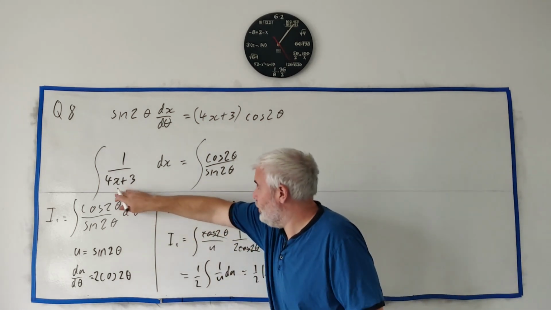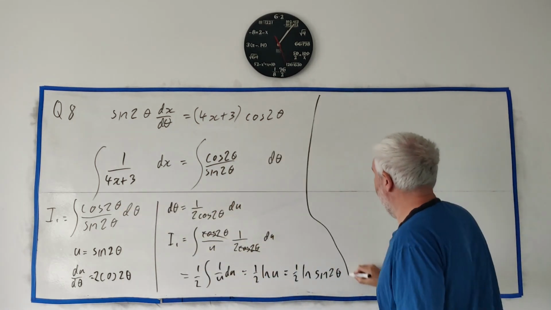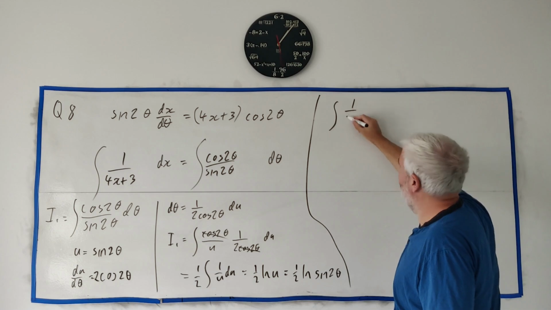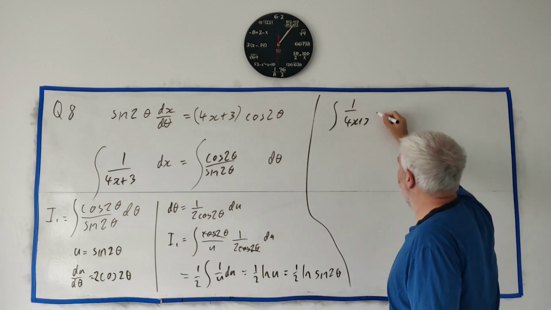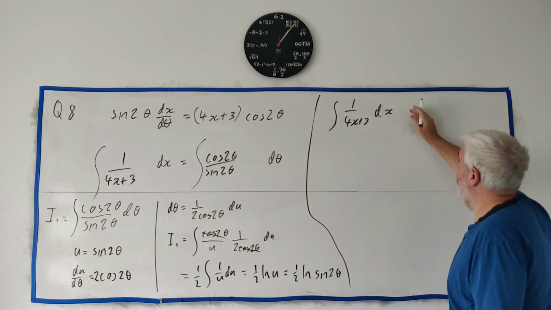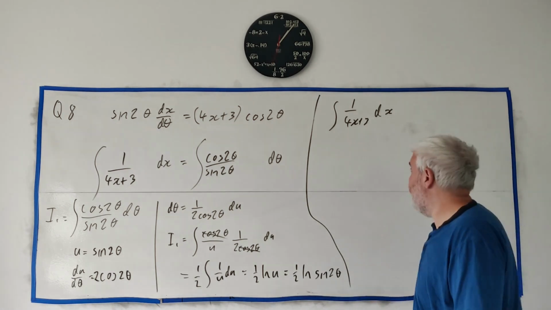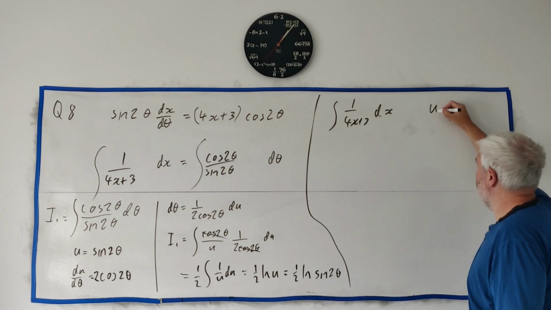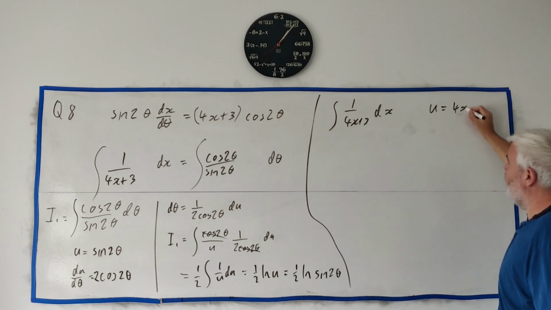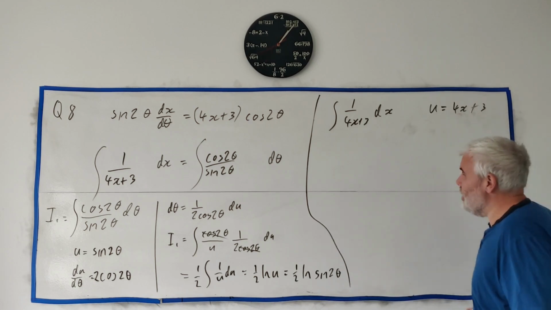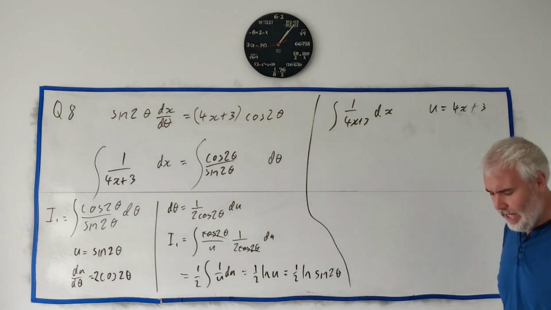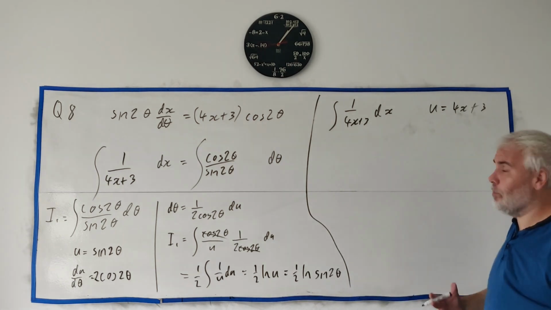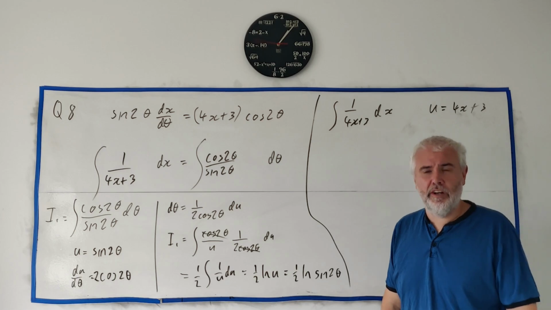Now let's do the other integral we left off. Make a bit of room here. The integral of 1 over 4x plus 3 dx. Again, lots of students can do this in their head. That's fine. I'll do it slow again. I'll also use a substitution. U is equal to 4x plus 3. In this case, we're not trying to cancel anything. We're just going to substitute it out because it's too difficult to do on its own.